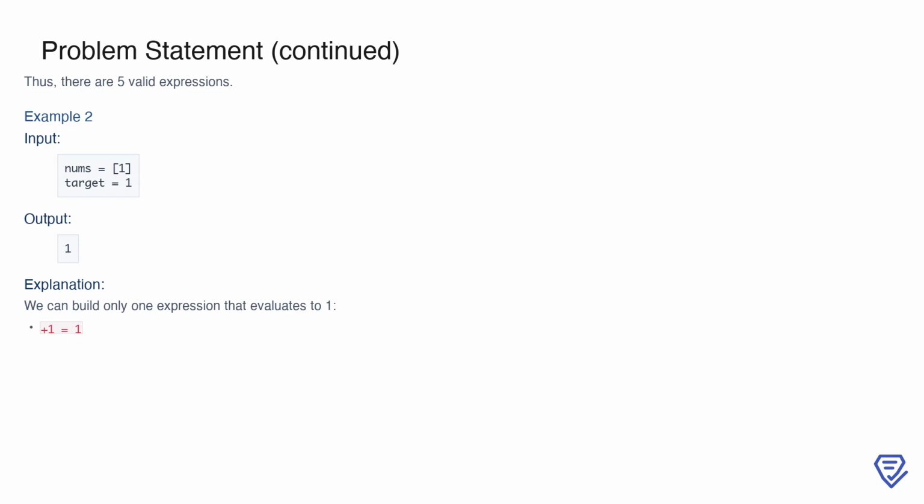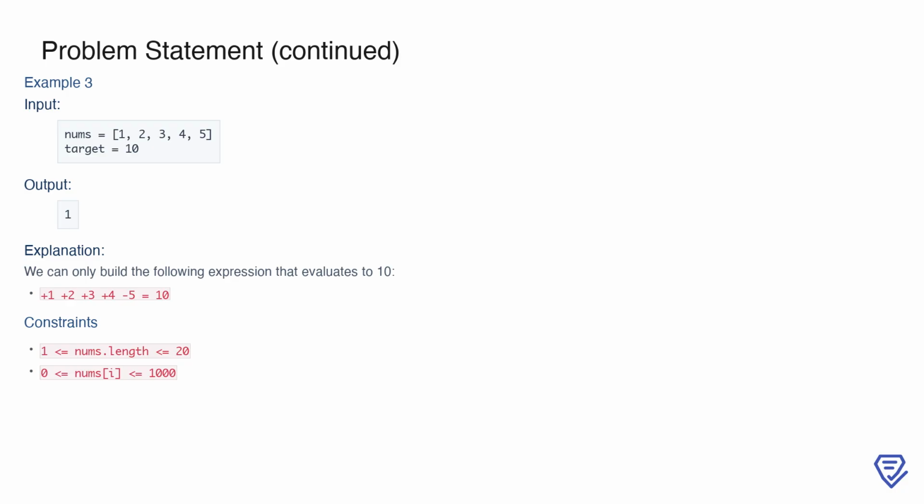In the next example, nums is [1], and target is 1. Here, the task is simpler because there's only one number in the array. The only valid way to assign a sign is by using a plus sign, resulting in the expression +1, which evaluates to 1. Therefore, the output is 1. This example highlights that when the array contains just one element, the solution is straightforward, as there are only two possible sums, adding the number or subtracting it. This simplicity makes it a good base case for understanding the problem.